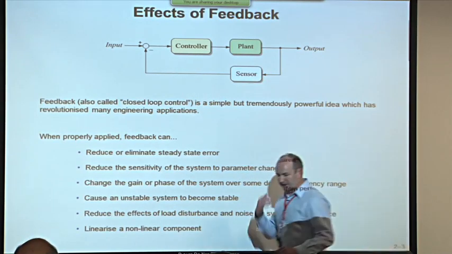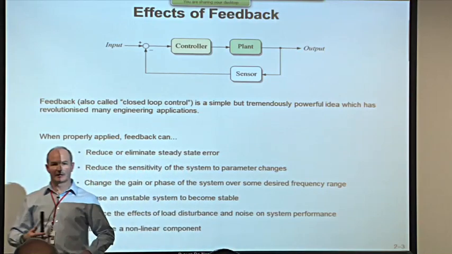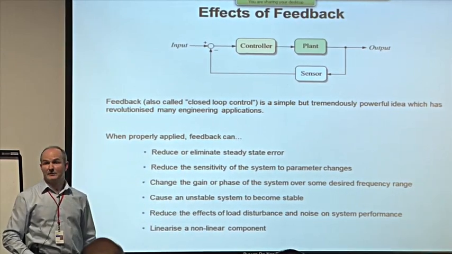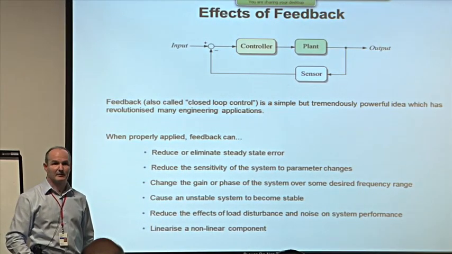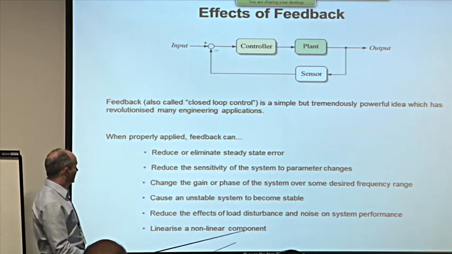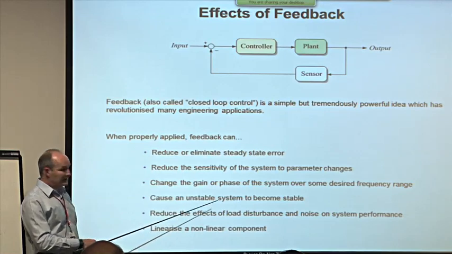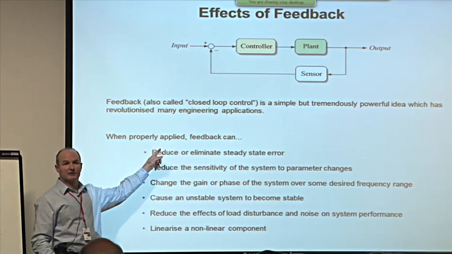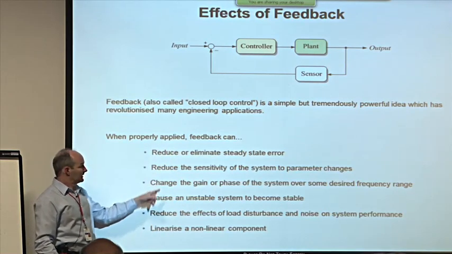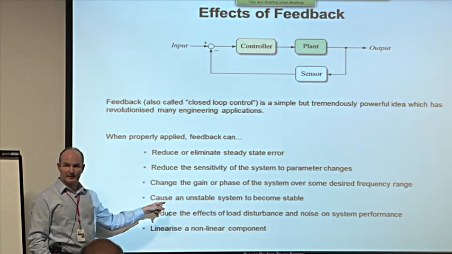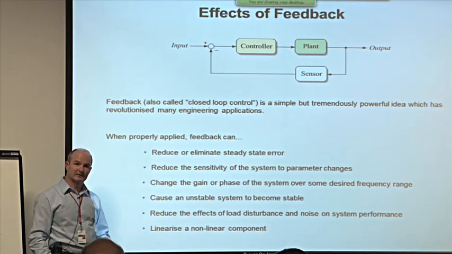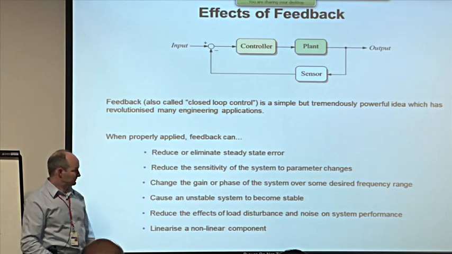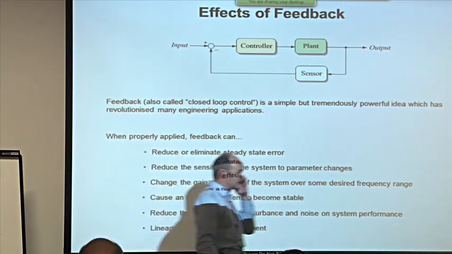Now, when you properly apply feedback, a lot of very desirable things happen, as Harold Black found. You can reduce or eliminate steady state error. You can reduce the sensitivity of the system to parameter changes, like temperature-induced changes in capacitance or something like that. You can change the gain or the phase. You can make unstable systems stable, but note, when properly applied. I think most of us have done the opposite of most of these things if we don't properly apply this. You can make a stable system unstable with the application of feedback, which is one of the drawbacks of feedback. Got to get the design right. And you can also influence it less with load disturbance and nonlinearity. So there's lots of benefits.